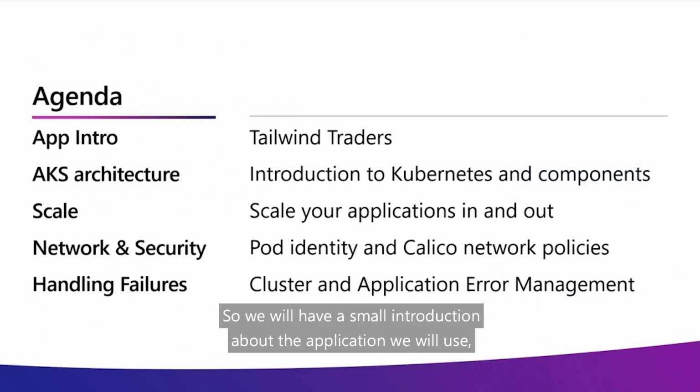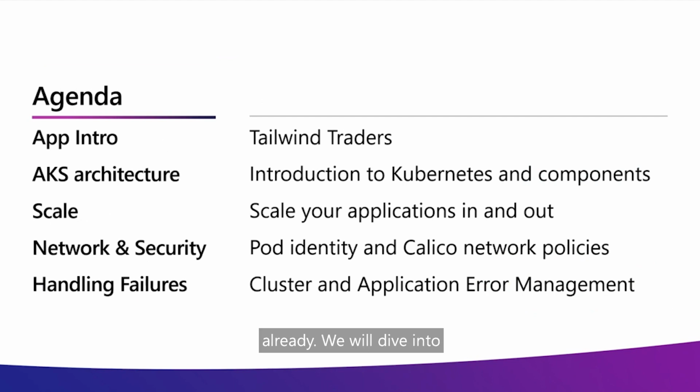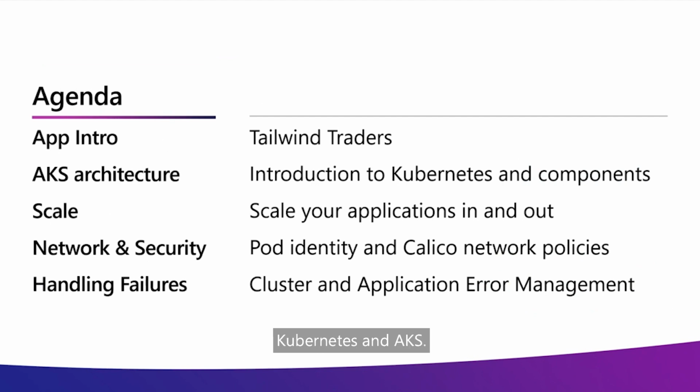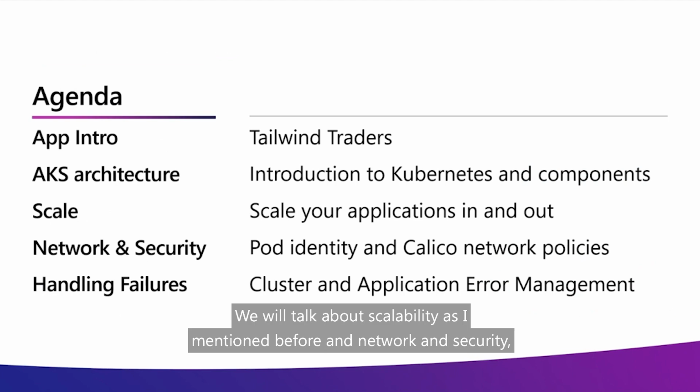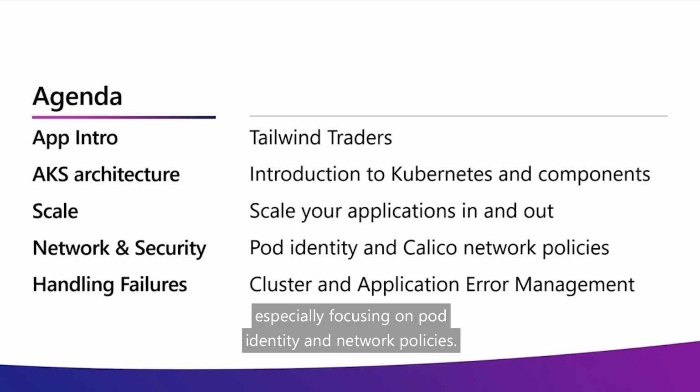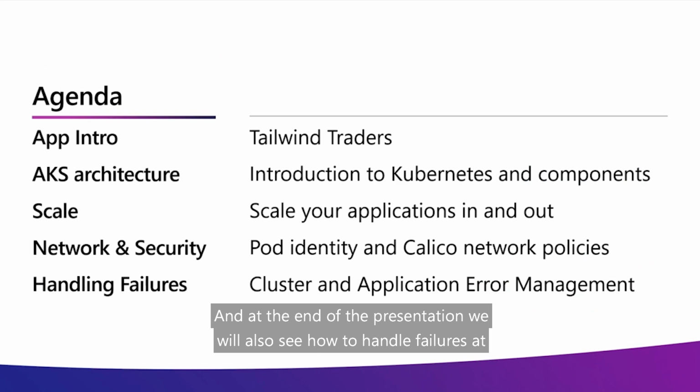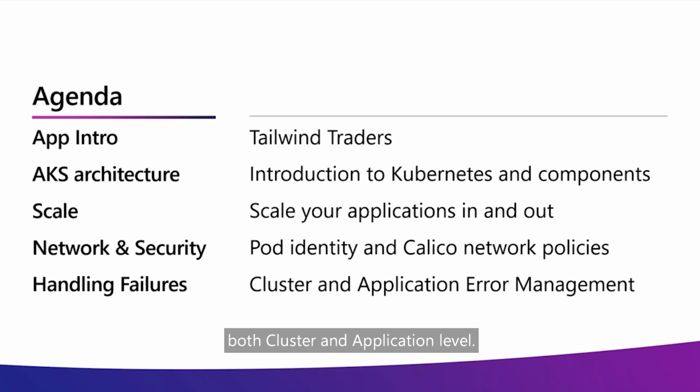Let's jump into the agenda. So we will have a small introduction about the application we will use. It's a Tailwind Traders application that you may have seen throughout the day already. We will dive into the AKS architecture, and we will talk about the differences between Kubernetes and AKS. We will talk about scalability, as I mentioned before, and network and security, especially focusing on pod identity and network policies. And at the end of the presentation, we will also see how to handle failures at both cluster and application level.